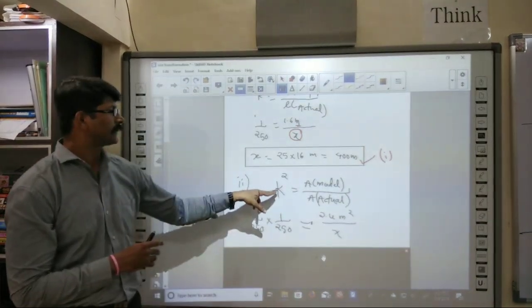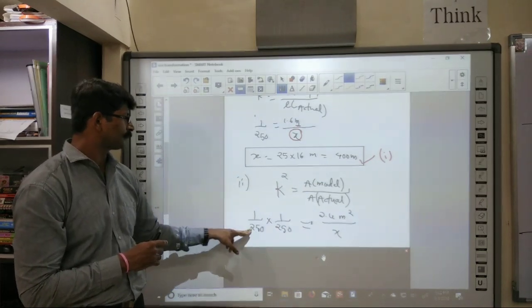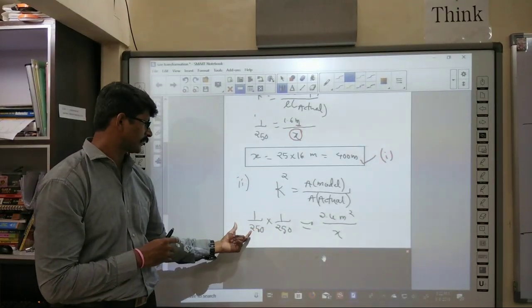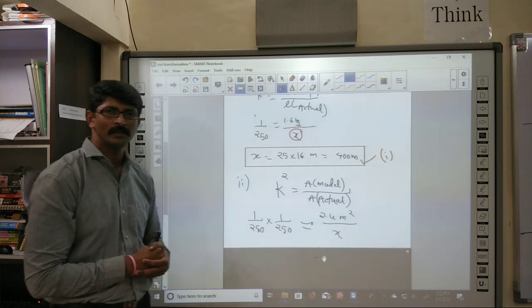And now see k square, what was k? 1 upon 250, 1 upon 250, isn't it? So k square would be 1 upon 250 into 1 upon 250.